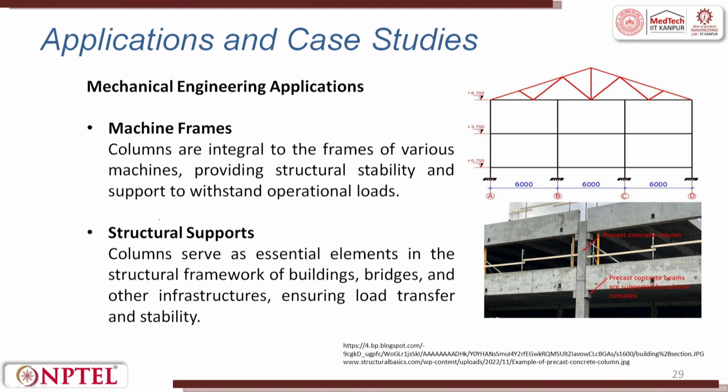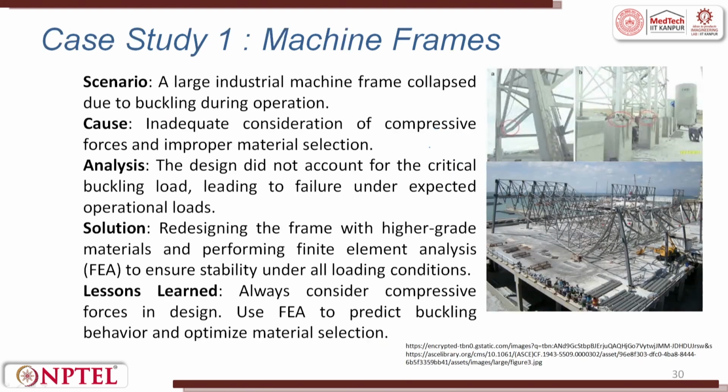The first case study is a mechanical engineering application, machine frames. Let it be a lathe machine, a drilling machine, a milling machine, or your car, anything. You will always have a frame. Machine frame: columns are integral to the frame of various machines, providing structural stability and support to withstand operational loads. Structural support: columns serve as an essential element. If you see here, it is a machine frame. Columns serve as an essential element in the structural framework of buildings, bridges and other infrastructure, ensuring the transfer of load.